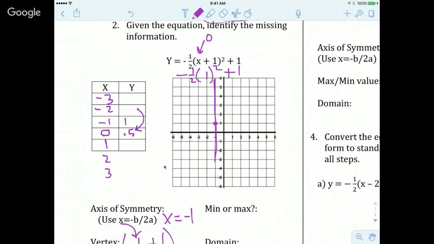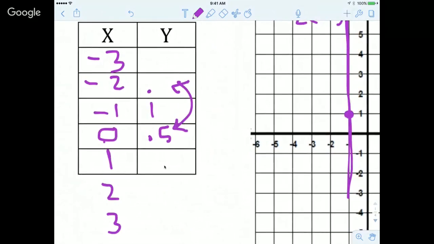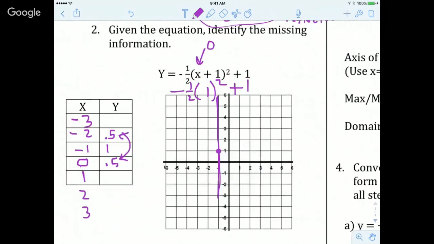Remember how we told you that the vertex is the middle? Well, you can draw your rainbow, because if you also plugged in negative 2, you would get the exact same thing, 0.5. Let's verify that for those of you who don't believe me. Negative 2, what's negative 2 plus 1? It is a negative 1, but negative 1 times negative 1 is positive 1. Positive 1 squared times negative 1/2 is still negative 1/2, and negative 1/2 plus 1 is still 0.5.